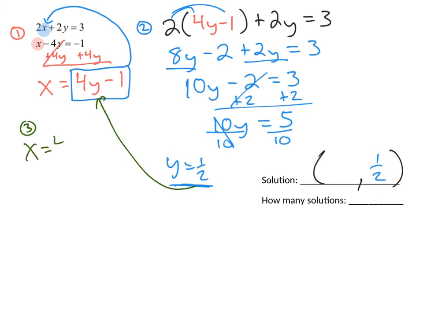x equals 4 times 1/2 minus 1. So 4 times 1/2 is 2, minus 1 is 1. So the x value is 1 for that solution. Remember, that's where the line crosses, and that means it crosses how many times? Once. One solution for one point of intersection.